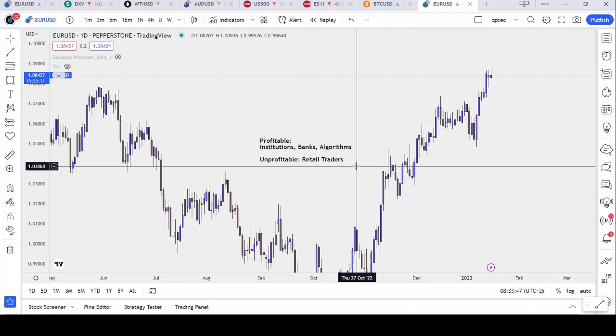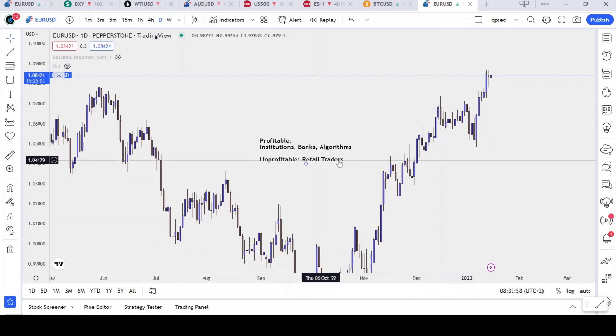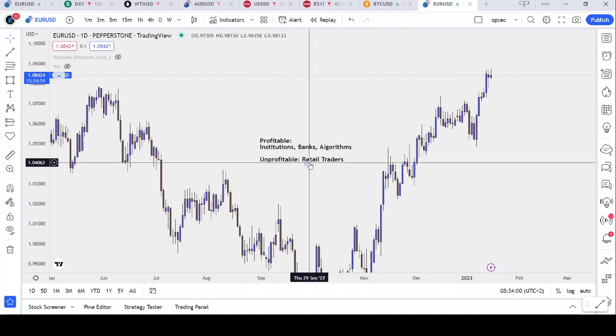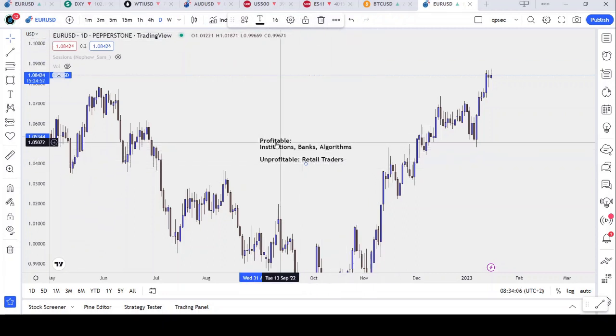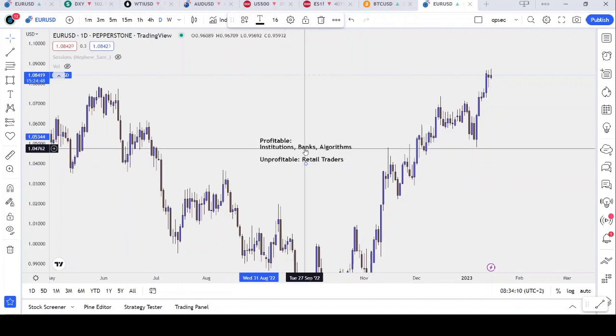So if that doesn't sound crazy to you, then why should this sound crazy to you? You know what I mean? All of these guys are banking on the loss of these guys, and that's how they make their money. These guys are pretty much us. They are the average trader who comes into these markets.